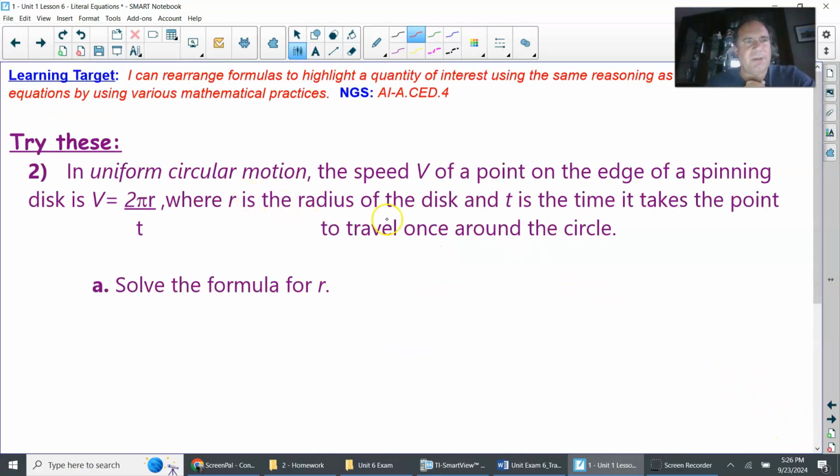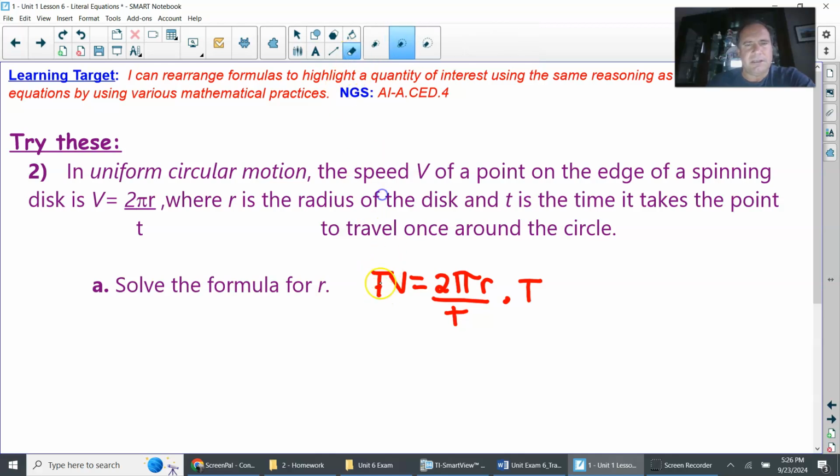Right, in uniform circular motion of V's spinning, there it is, the 2 pi R over T. Solve the formula for R. Again, I need to get rid of the fraction. It's a lowercase t, so I'm just going to put that lowercase t. And the t's cancel when you multiply by the reciprocal. So it's T V equals 2 pi R. See how easy it is now?